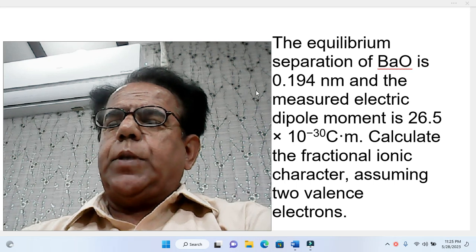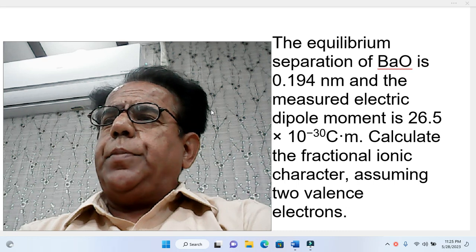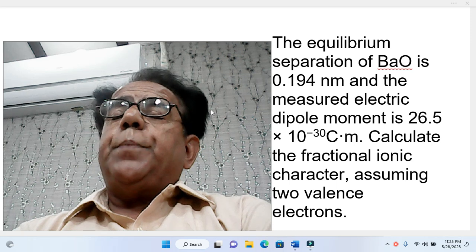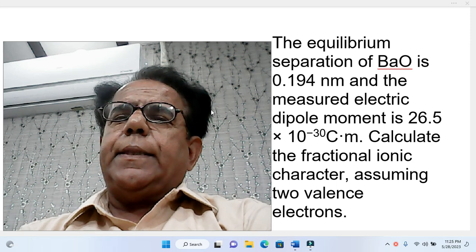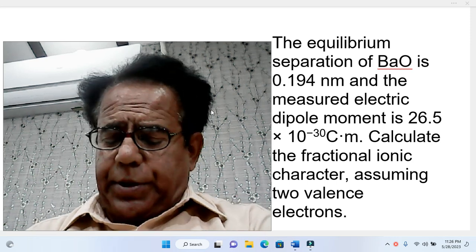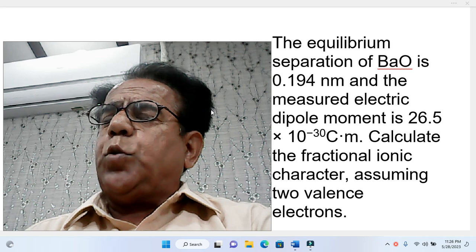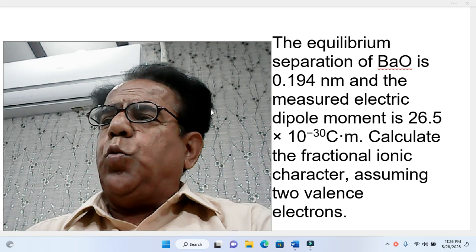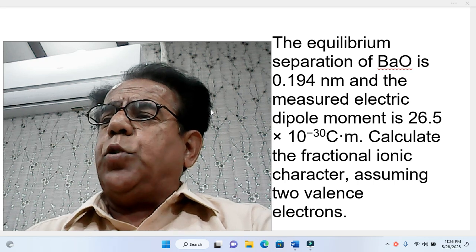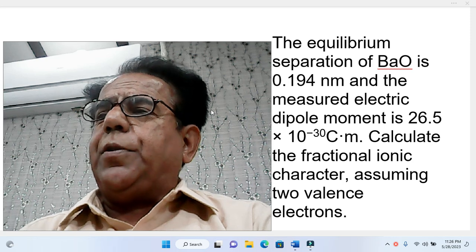Assalamu alaikum dear students. This is our next problem, having been chosen from the book Modern Physics by Kenneth S. Crane. As usual, we come to its statement. The equilibrium separation of BaO, barium oxide, is 0.194 nanometer, nano standing for 10 to power minus 9.